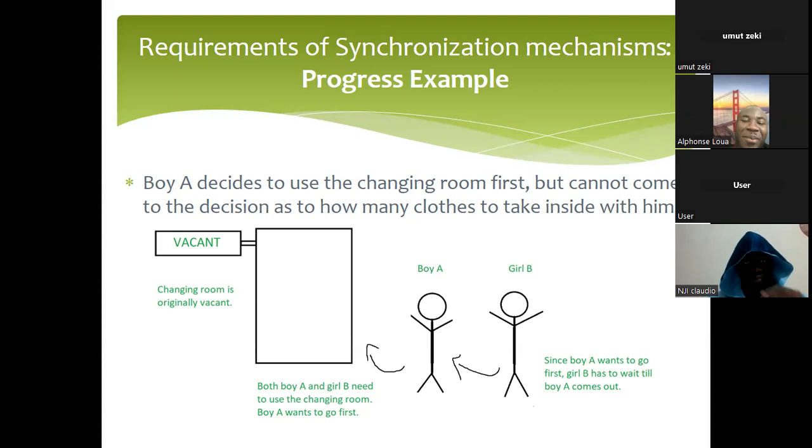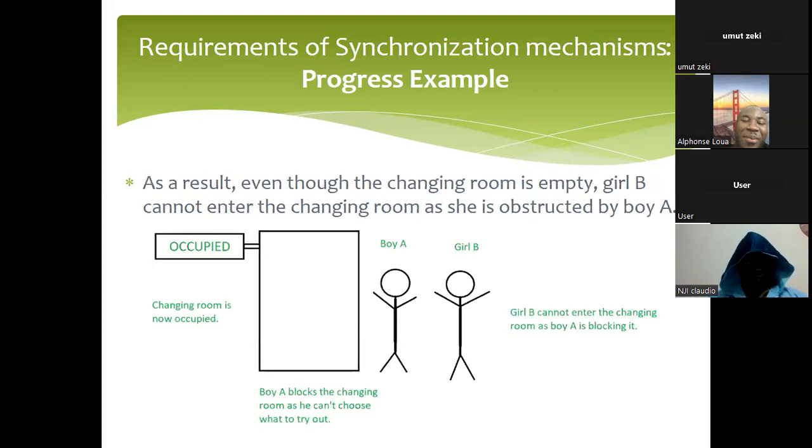So in this case, what will happen? Maybe boy A will wait forever because maybe he will never decide. And because boy A is just standing in front of the changing room, I mean the critical section, girl B will never use the changing room.